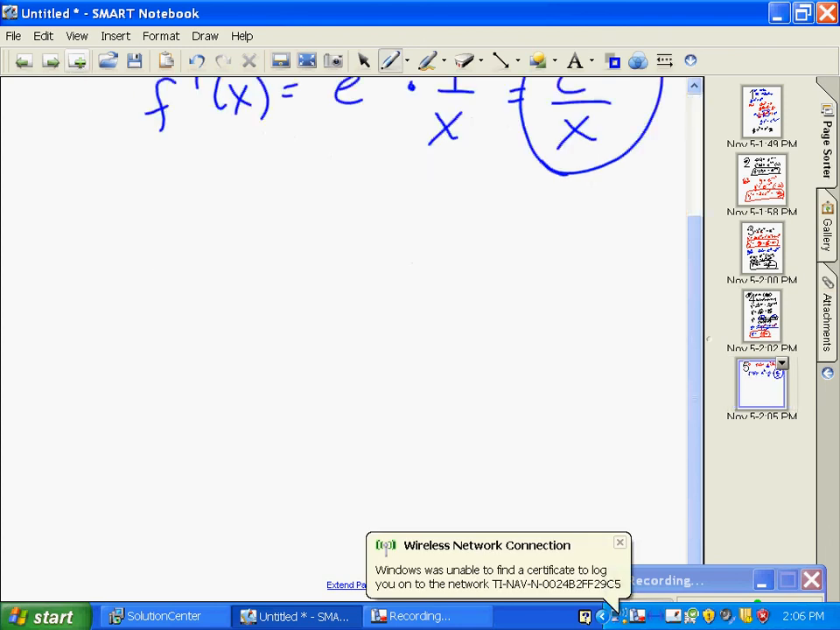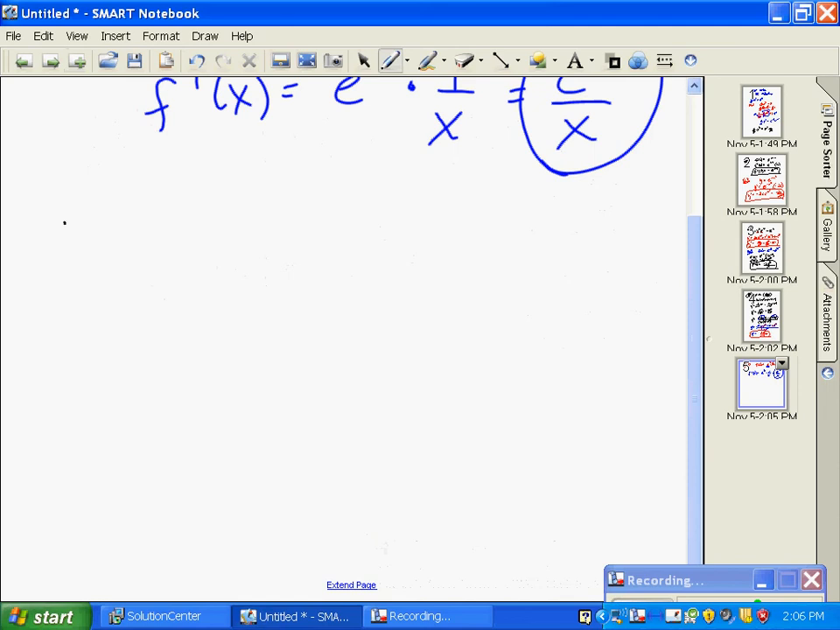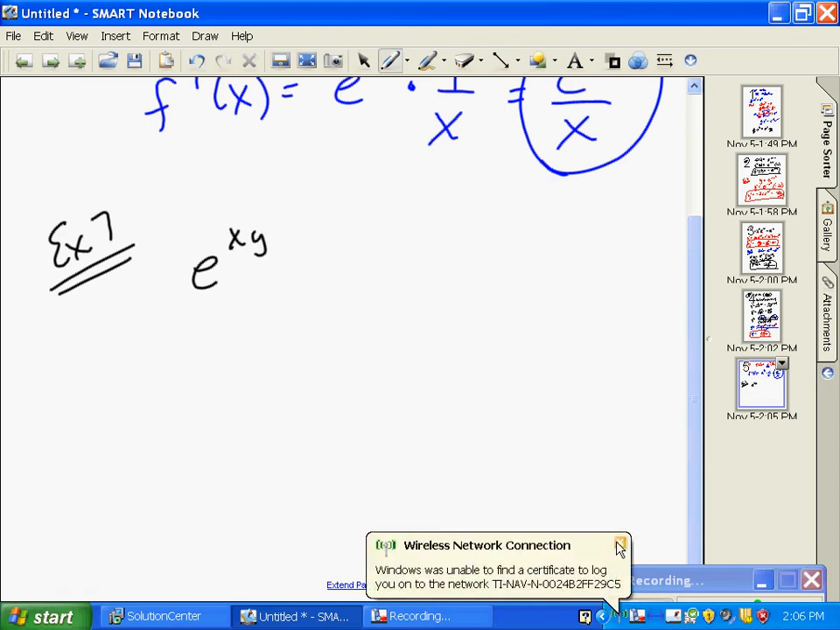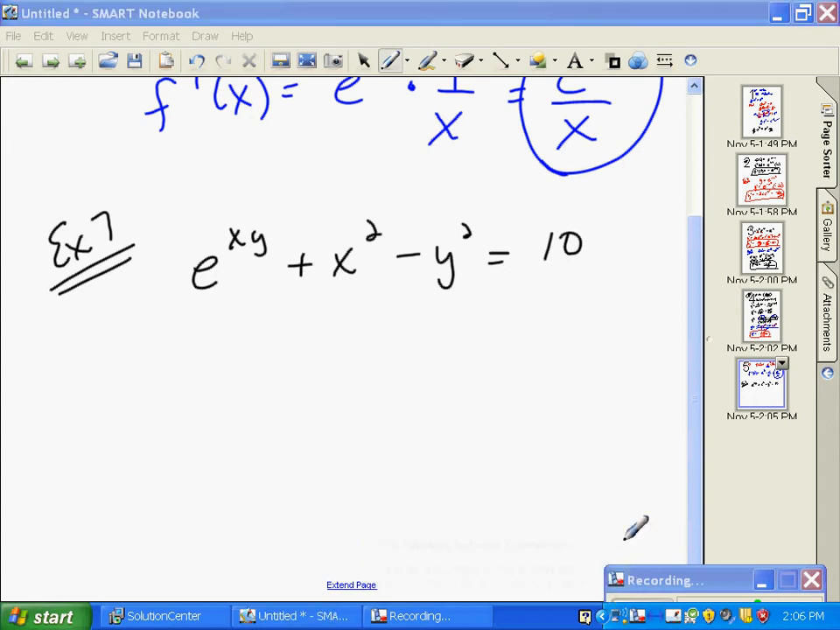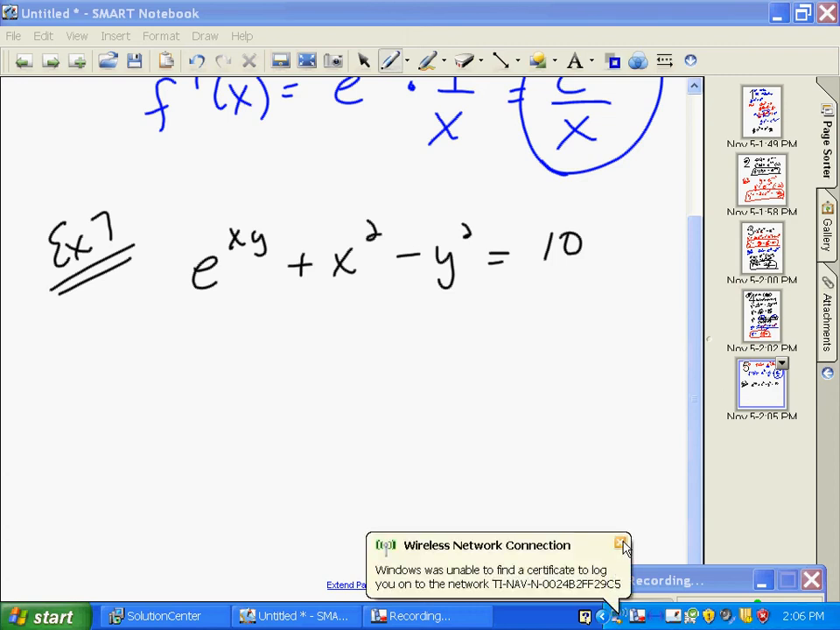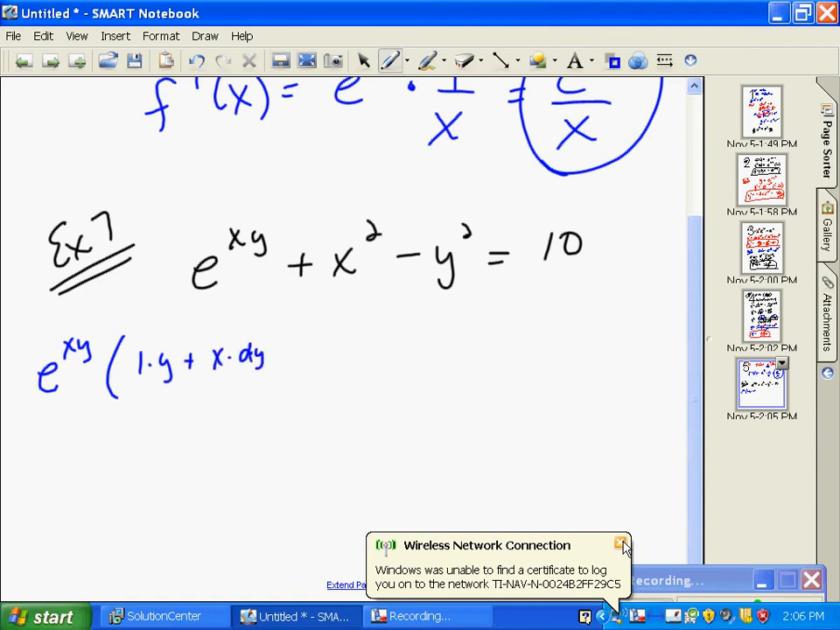And let's move on with example 7. Use implicit differentiation to find the derivative. So here we go. e to the xy plus x squared minus y squared equal to 10. Okay, so the derivative of e to the xy, or e to the u, think about it like that, is going to be e to the xy times the derivative of x times y, which is my product rule. So that would be 1 times y plus x times dy dx.